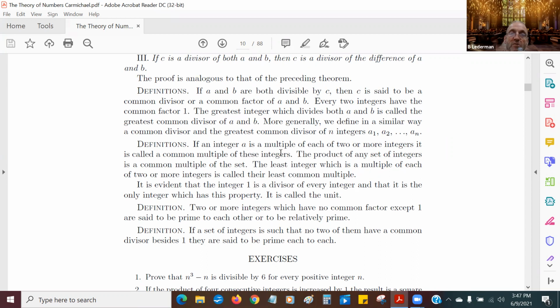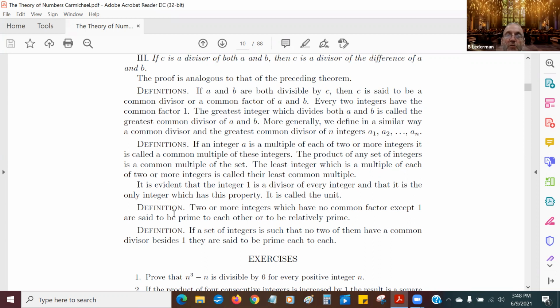If an integer a is a multiple of each of two or more integers, it is called a common multiple of these integers. The product of any set of integers is a common multiple of the set. The least integer which is a multiple of each of two or more integers is called the least common multiple. And it's evident that the integer 1 is a divisor of every integer, and that it is the only integer which has this property, hence it is called the unit.